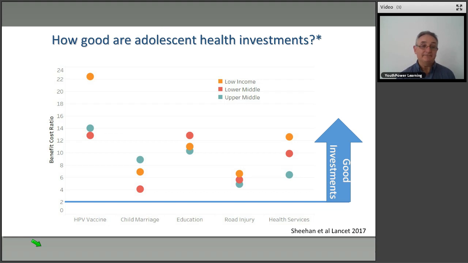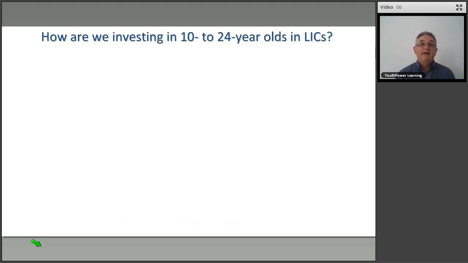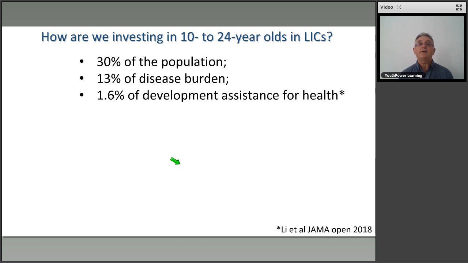Are we investing? Is the next question. We recently looked at this with the work led by Chunming Liu from Harvard University that appeared in one of the JAMA journals earlier this year. And we looked at a question of how much we're investing in low-income countries in terms of developmental assistance for health. So low-income countries, 10 to 24-year-olds, 30% of the population, they represent 13% of the disease burden.